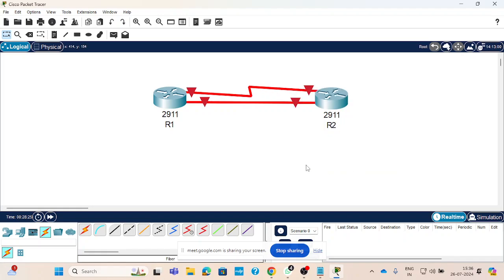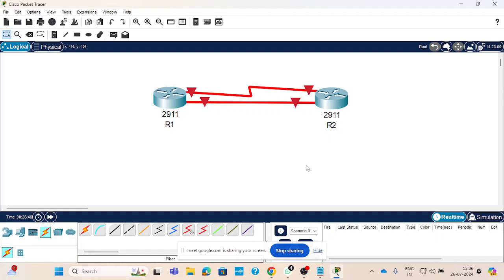So these are the two different connections. This is basically fiber cable, fiber connections. This is basically serial connections. Believe me, for this connection, whenever you are using frame relay, you have to use the serial cable. Frame relay doesn't support this.